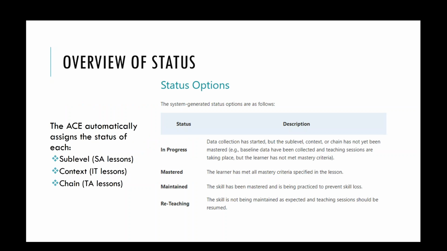So the ACE assigns status of each sublevel for an essay lesson, context for an IT lesson, or chain for a task analysis lesson automatically. And these options are in progress, whereby data collection has started, but the specific criteria for mastery have not yet been obtained. Once mastery is reached, it's going to continue to be maintained until criteria for reteaching specifically are reached.